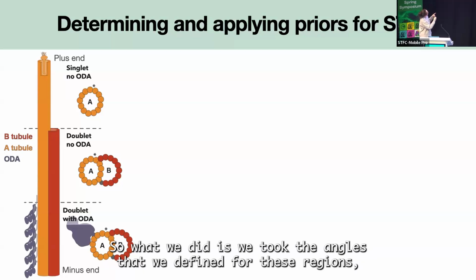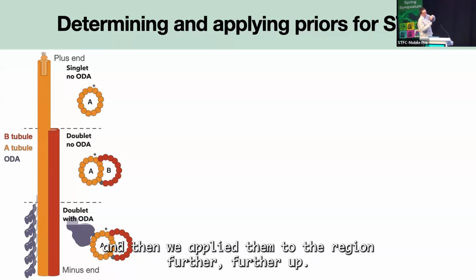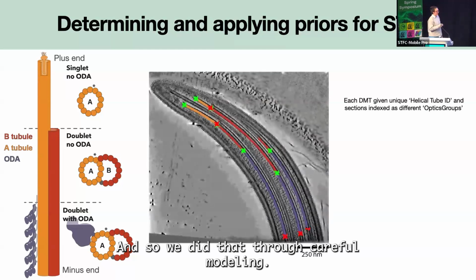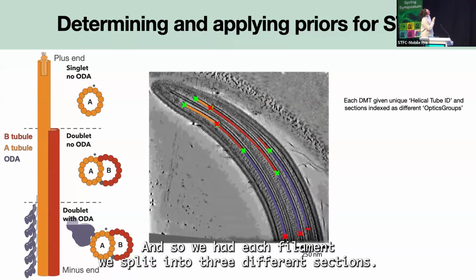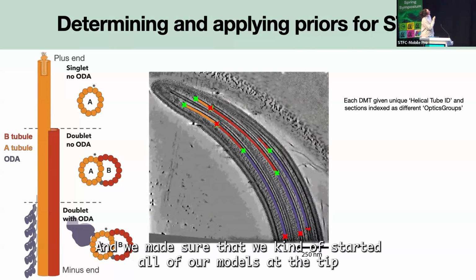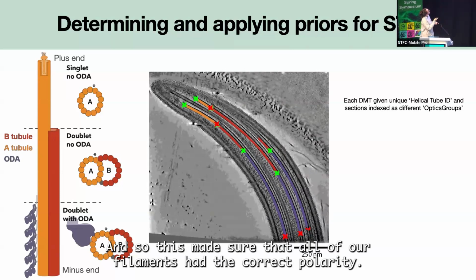densities. So what we did is we took the angles that we defined for these regions and applied them to the region further up. We did that through careful modeling, and we just did this manually in IMOD. We split each filament into 3 different sections, and we made sure that we started all of our models at the tip going down to the base. This made sure that all of our filaments had the correct polarity.